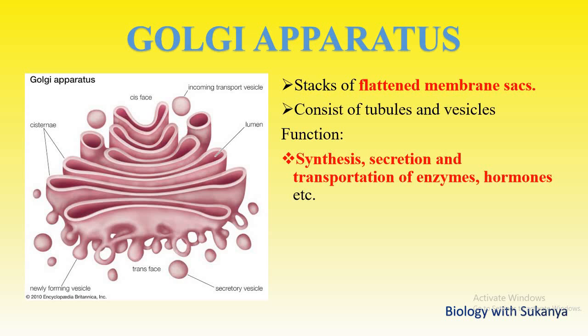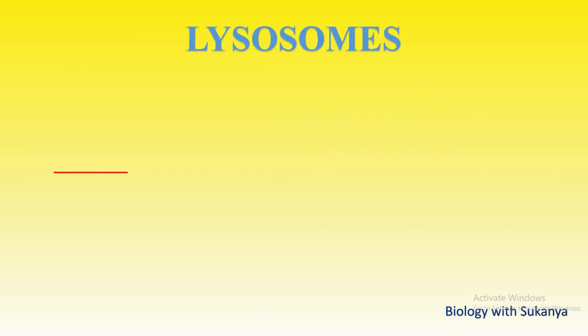You already know that enzymes and hormones are important biochemicals that are produced within the body, and the Golgi apparatus is involved in the synthesis, secretion and transport of them. Also, they are known as the delivery system of the cell because they carry the proteins, enzymes, hormones and fats which are produced in the ER, and transport them to various other parts of the cell. Hence they are known as the delivery system of the cell.